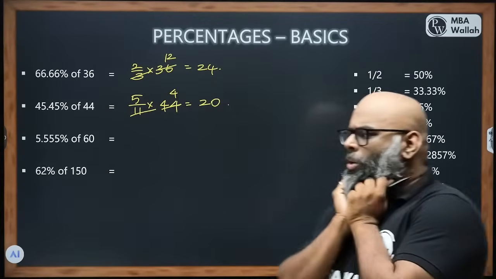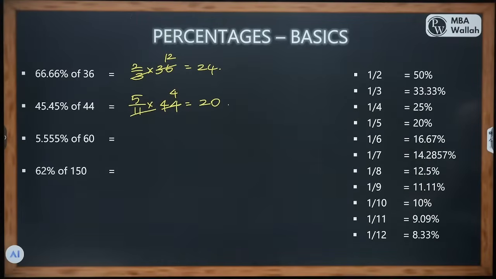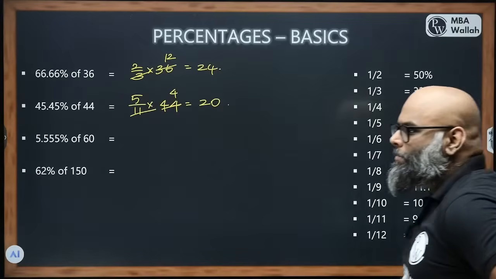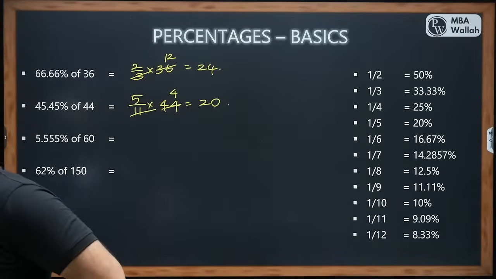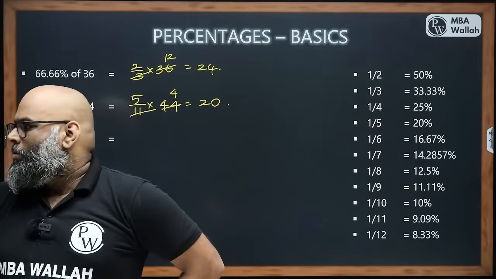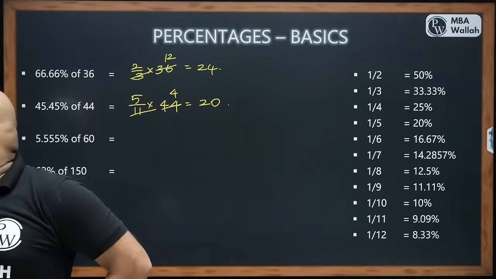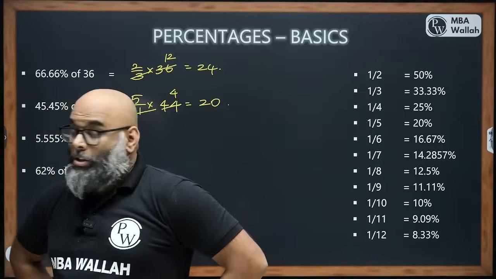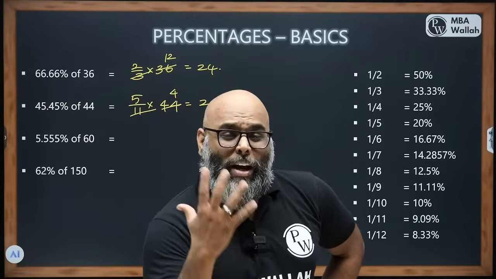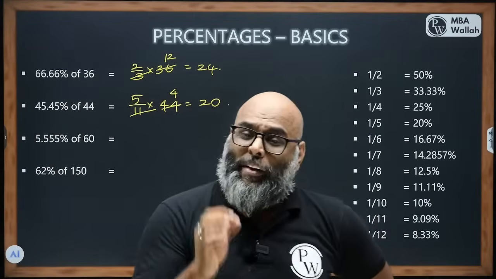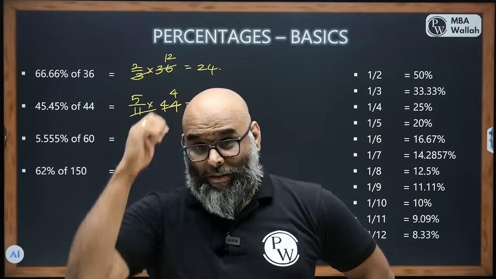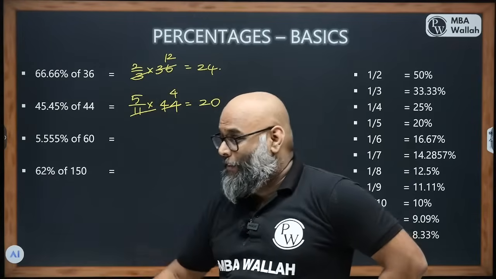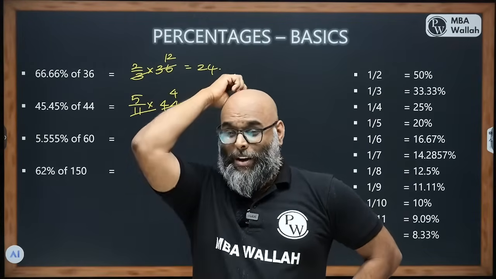5.555. Look at the table here and see if there is any number that I can write as 5.555. Can we take 1 by 9 for third? Brilliant. Bharatwaj says 5 by 9. Folks, 1 by 9 is 11.11. 5 by 9 is 55.55. You can take 55.55.